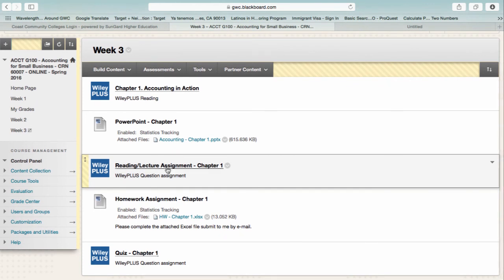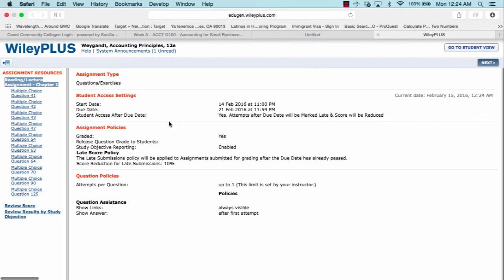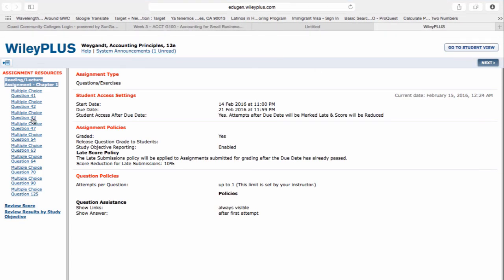And then for your lecture assignment, you're going to click in there again. Click there. It's going to take you to your Wiley Plus page, answer the questions and submit it. Okay, so it's going to take you to your Wiley page, and here it is. You have 10 multiple choice questions. You click on the first one. Once you do that first one, click on next and next and next until it takes you to the last one, okay?